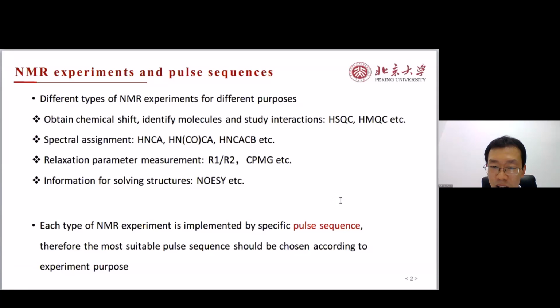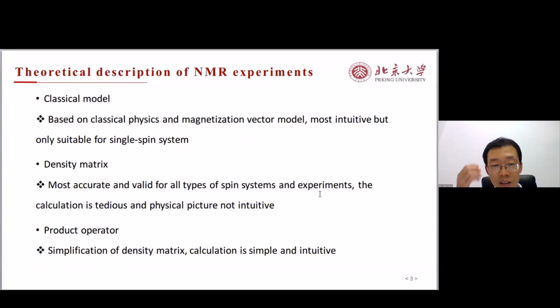But before going into the details of pulse sequences, I will first mention something about the basic theory of NMR. To describe how the experiment works, there are typically three commonly used theoretical models. The first one is the classical model. This model is just based on classical physics. In this model, we have a magnetization vector, and we describe the motion of the magnetization vector during the experiment. This model is most intuitive, but it is only suitable for a single spin system.